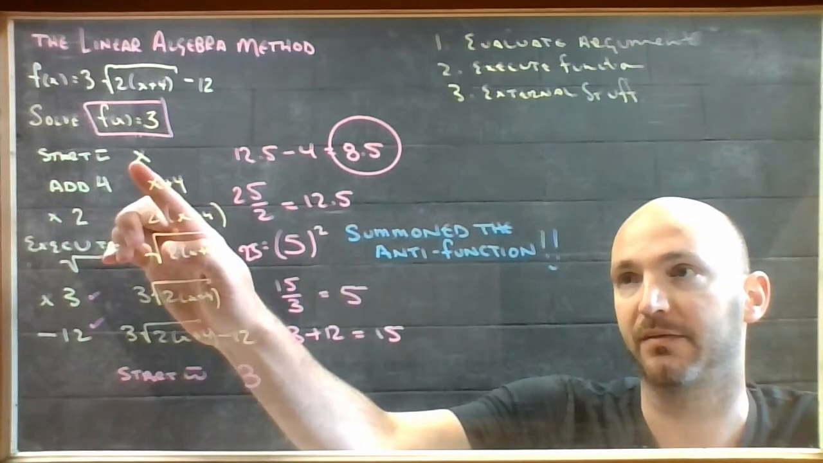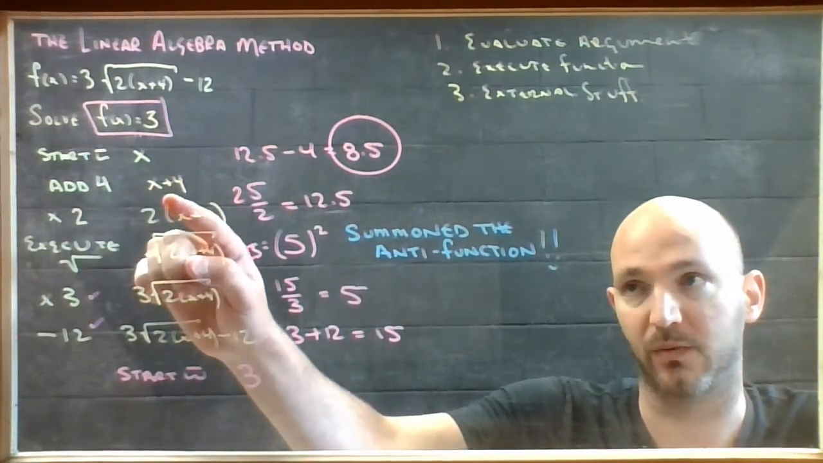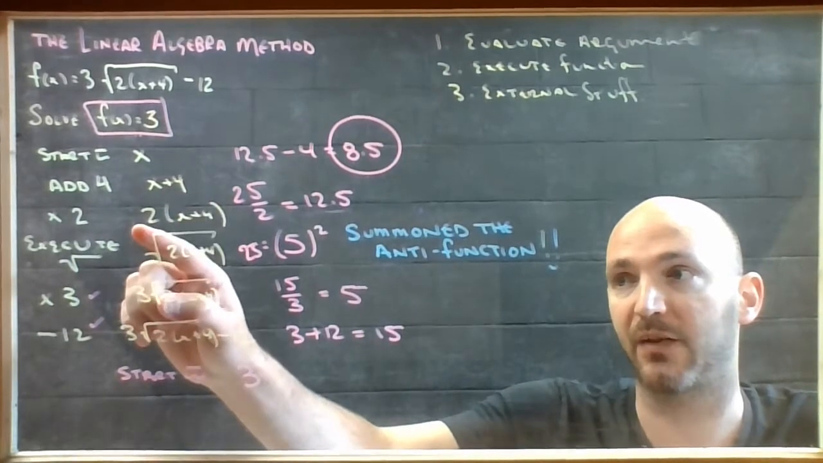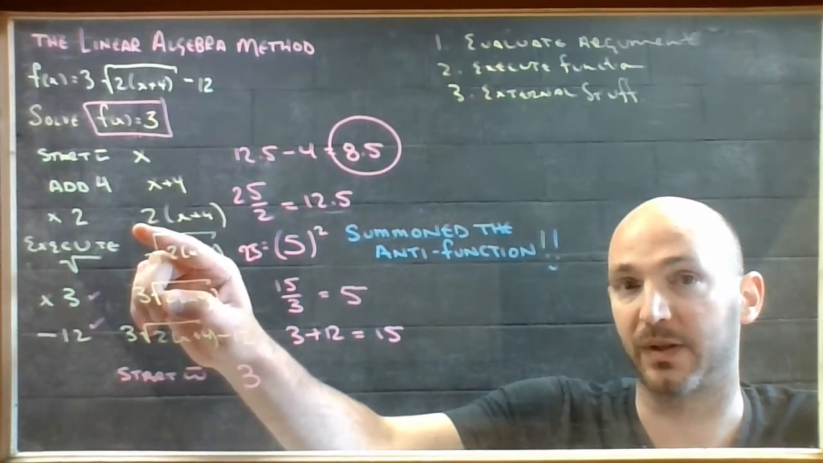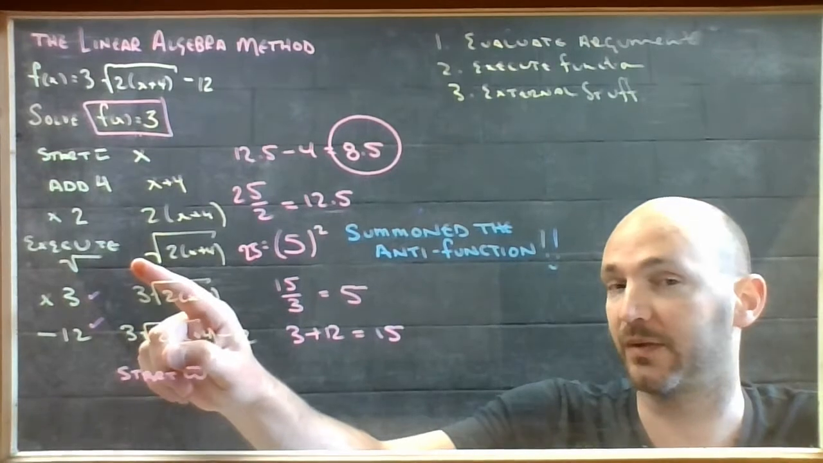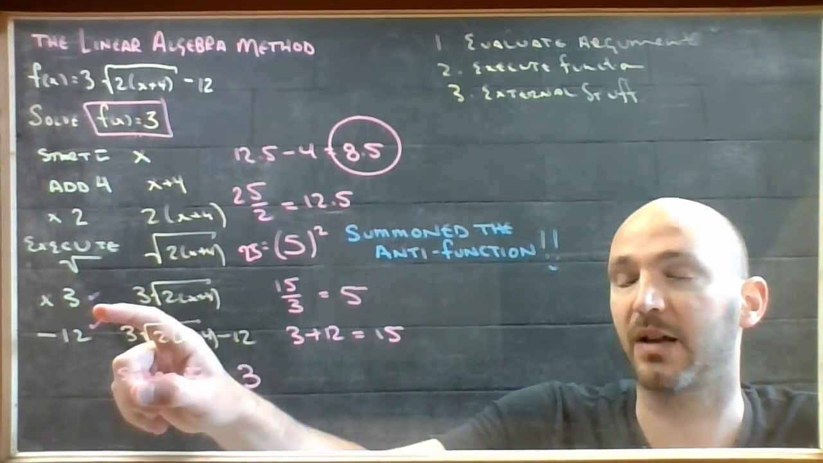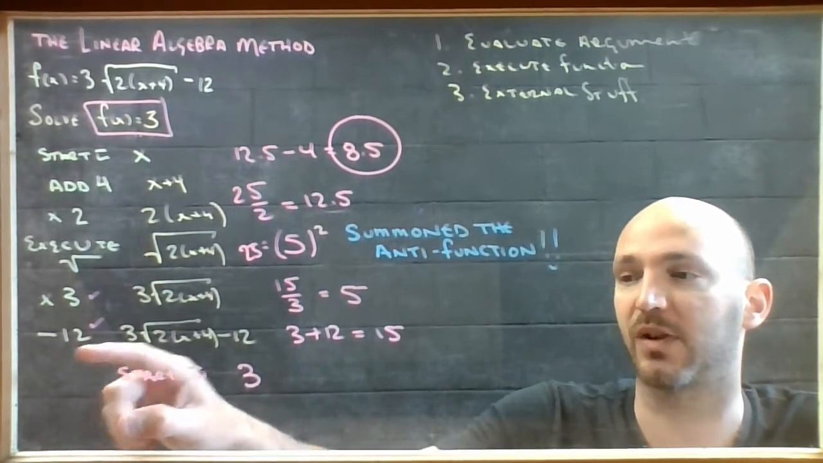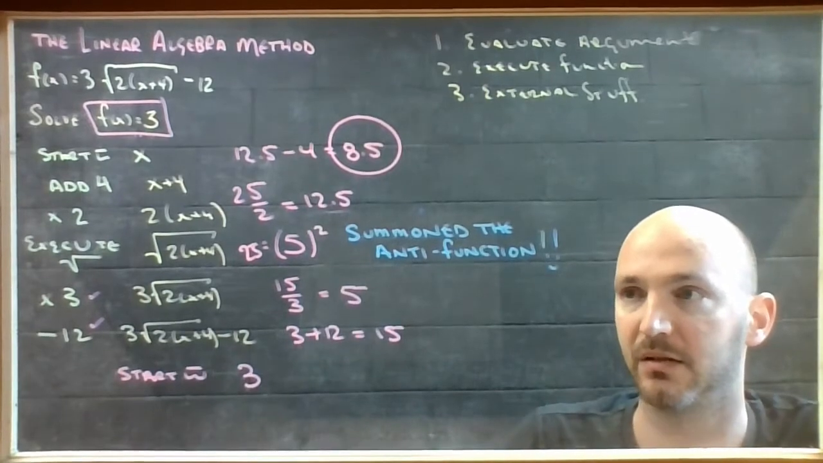8.5 plus 4 would be 12 and a half. 12 and a half times 2 would be 25. The square root of 25 is 5. 5 times 3 is 15, and 15 subtract 12 is 3.